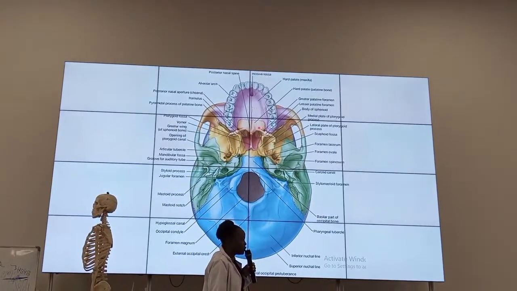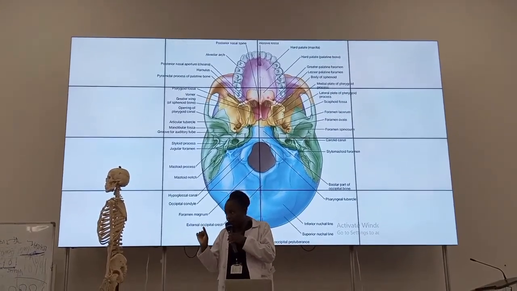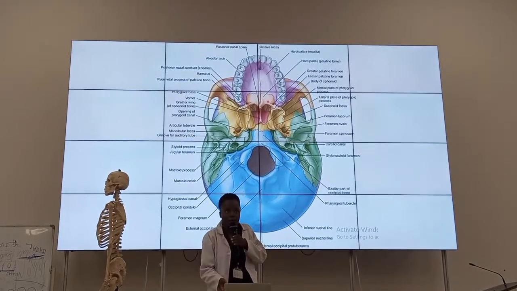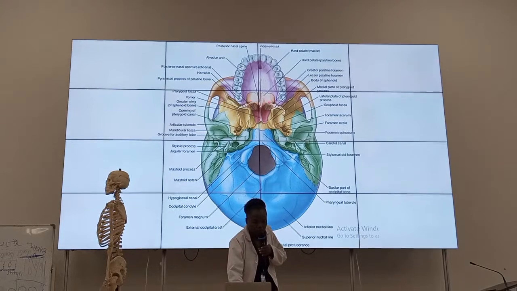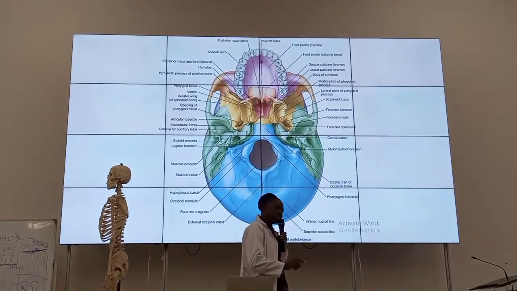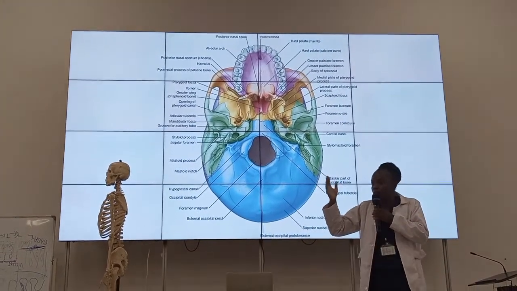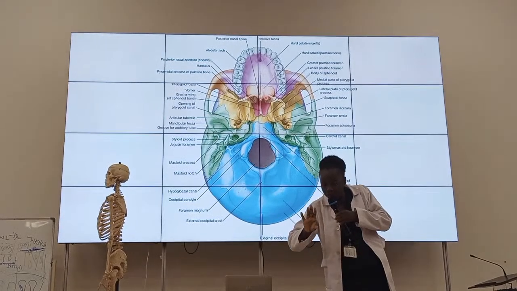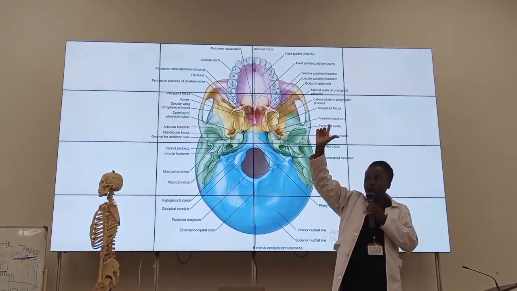I hope I haven't lost you. Replace the word lacrimal with palatine. Clear? And so I am now talking about the palatine bone, right? So here is my palatine bone. This palatine bone is actually L-shaped. It's a paired bone. There's one on the right, one on the left, right? It's L-shaped. And I want you to look at this.